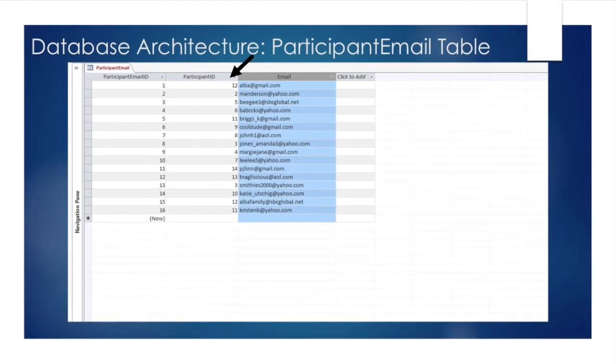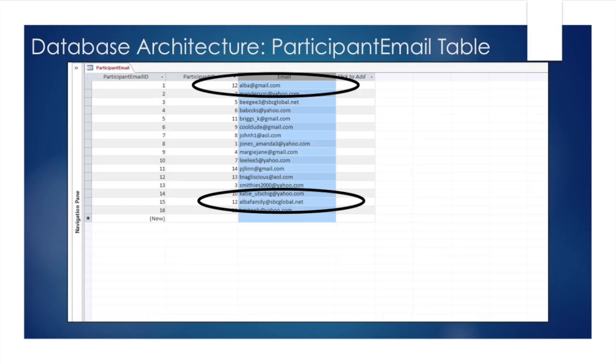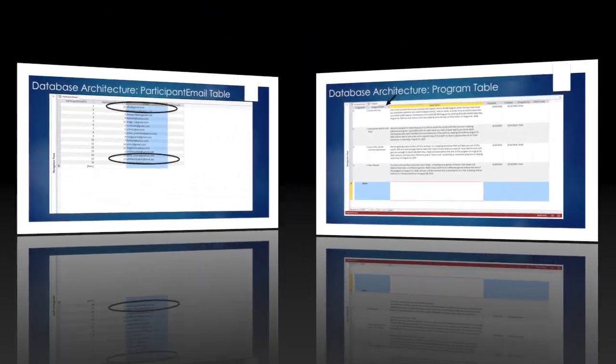Next is the participant email table, which consists of a participant ID linking it to the participant table and email addresses. By storing this information in a separate one-to-many table, we allow a single participant to have multiple email addresses on file. This can be helpful if both a parent and a child want to receive email communication or if shared custody parents want to receive separate emails.